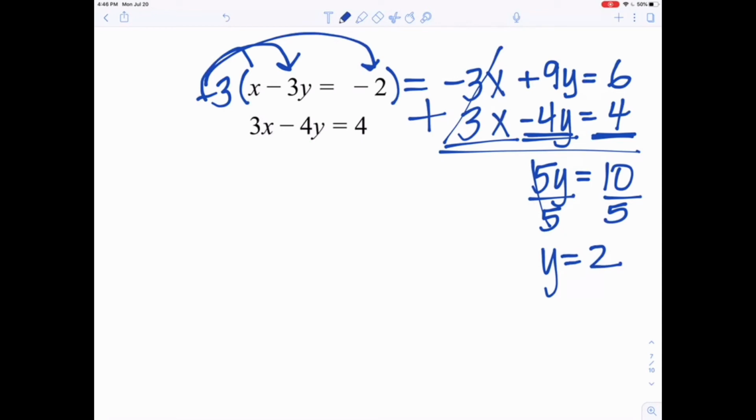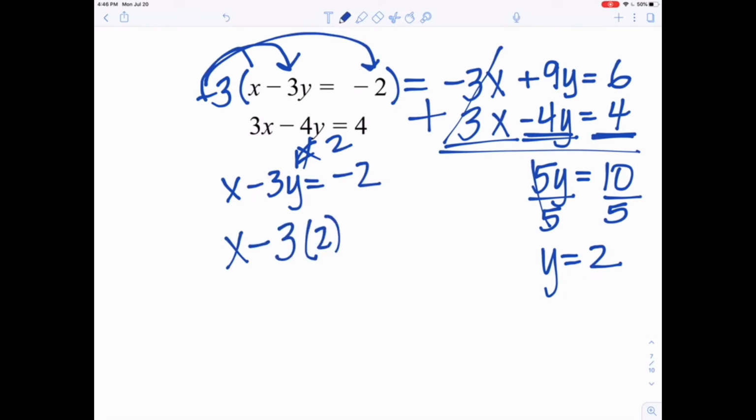Okay, now that I've solved for y, I go back to my original equation. And I'm going to use the first one. X minus 3y equals negative 2. But now I know what y is, so I'm going to substitute. Wherever I see a y, I'm going to replace it with 2. So I'm going to rewrite this. X minus 3y, but that's actually times 2, equals negative 2. You see how I replace the y with a 2?